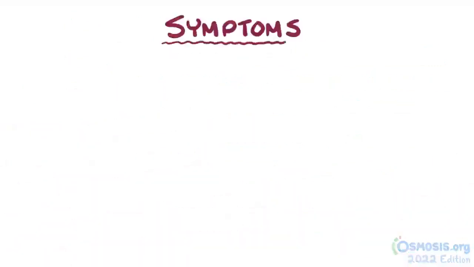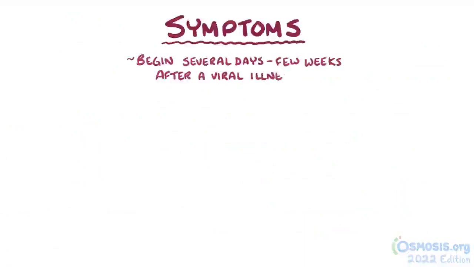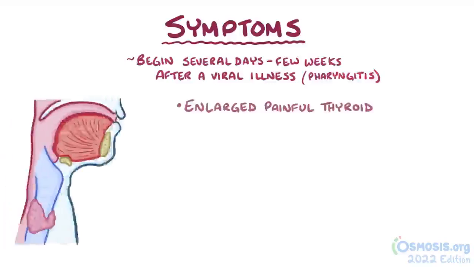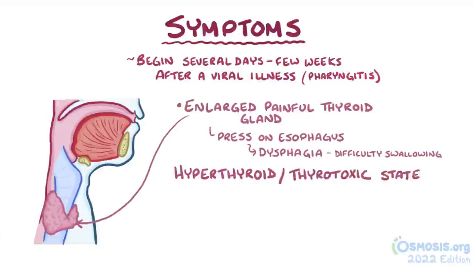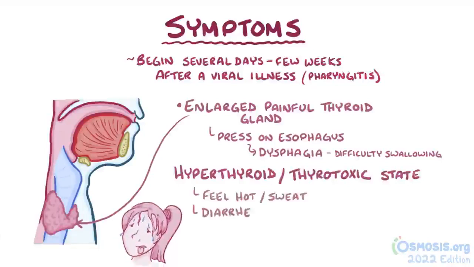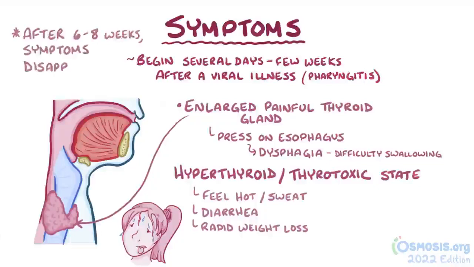Symptoms of subacute granulomatous thyroiditis usually begin several days to a few weeks after a viral illness, such as pharyngitis. The most prominent sign is an enlarged, painful thyroid gland, which can sometimes press on the esophagus, causing dysphagia, which is difficulty swallowing. During the hyperthyroid or thyrotoxic state, the increased metabolic rate could cause individuals to feel hot and sweat a lot, have diarrhea, and rapidly lose weight even without any change in diet or exercise. After about 6 to 8 weeks, however, thyroid function typically goes back to normal, so symptoms disappear completely.